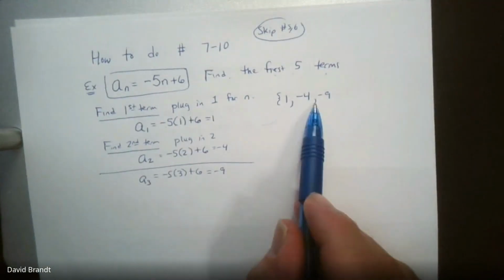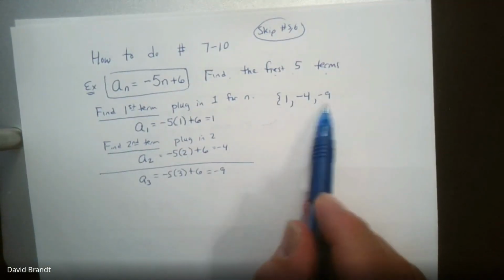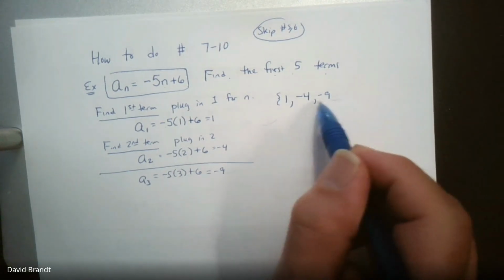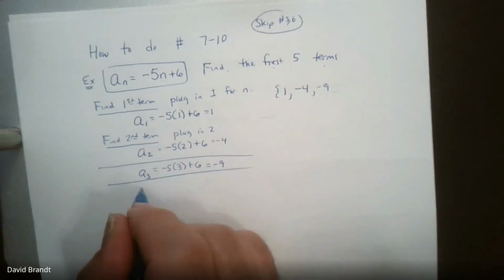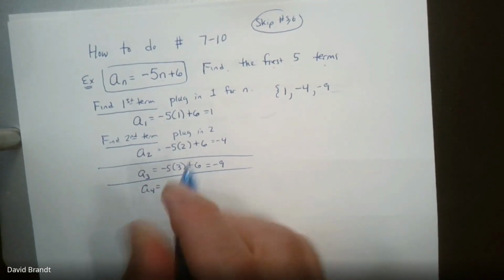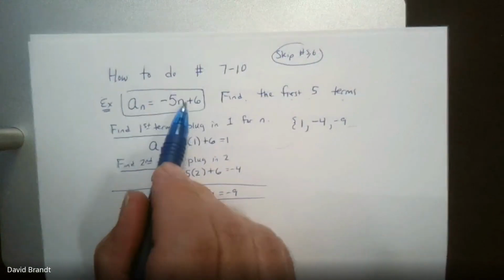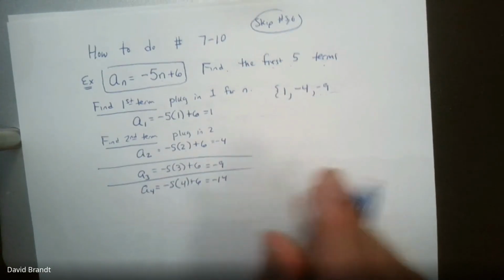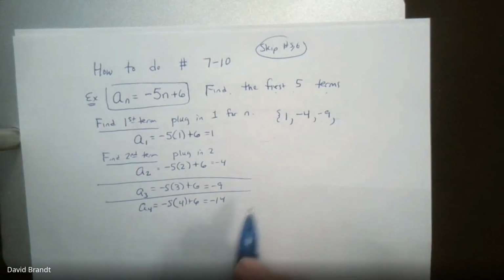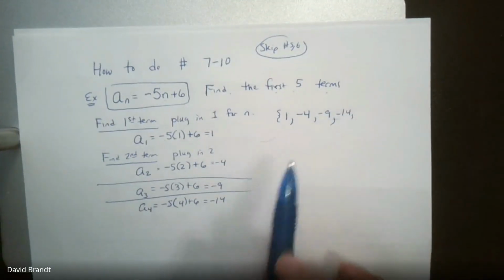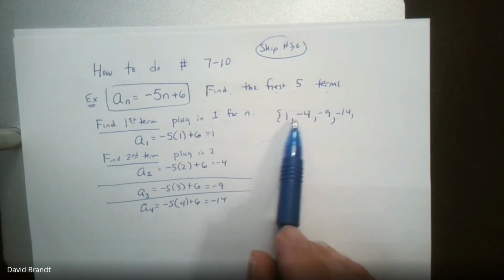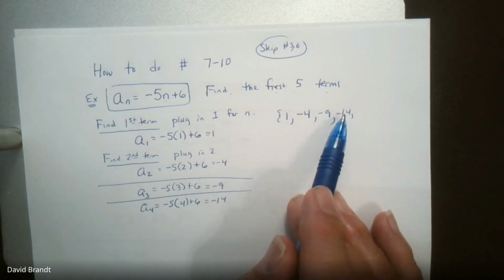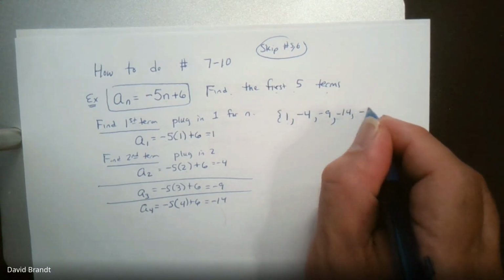And once you get the first few terms, you can see you're just counting down by 5 each time. So you really don't need to keep plugging in n. You could just extend the pattern yourself. But to do one more, a sub 4 is negative 5 times, you'll plug in 4 where you see the n. So that's negative 20 plus 6, that's negative 14. And we can see the pattern now. We keep subtracting, or adding negative 5, each time. So 1, negative 4, negative 9, negative 14. So the next term would be negative 19.